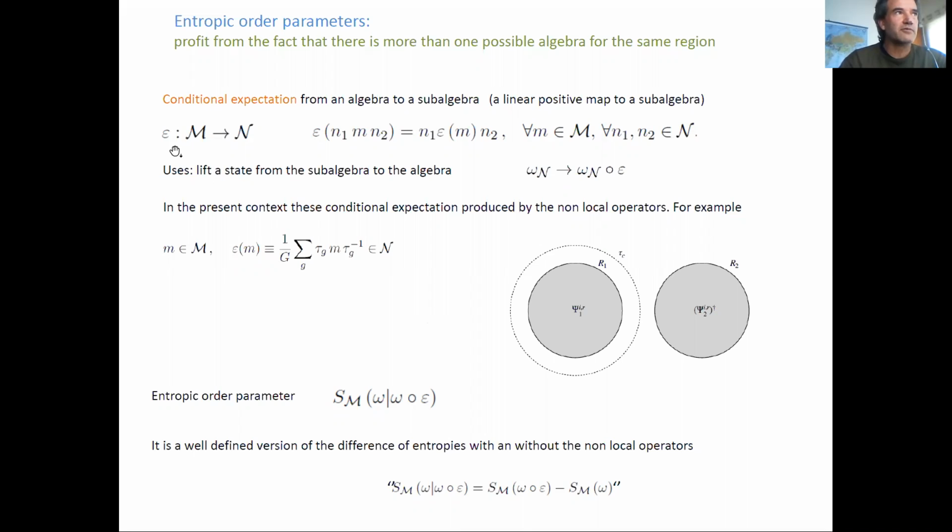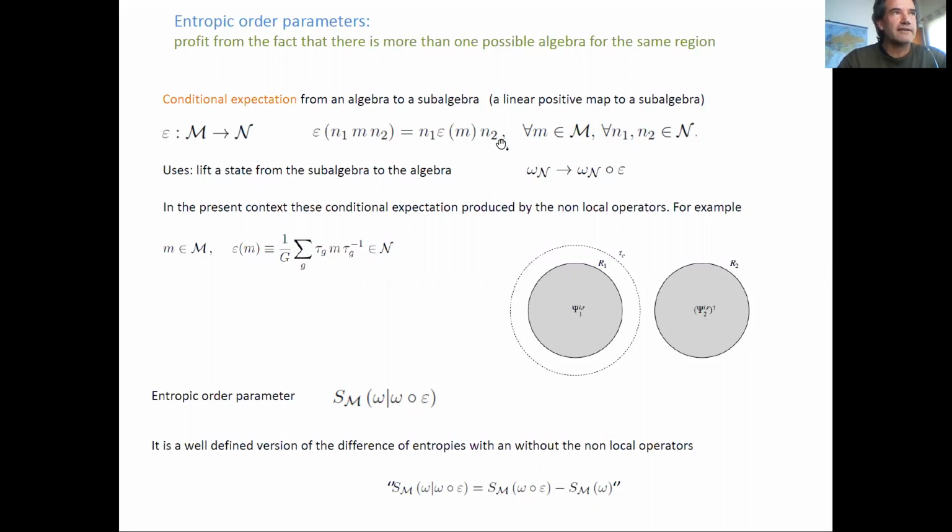And for that, we have to use this idea of conditional expectation. For the conditional expectation, we have two algebras, one algebra M and one subalgebra N. So N is smaller than M. And the conditional expectation just maps the big algebra to the small one. It's a positive map. It respects positivity of operators, it's linear, and it also has the property that it leaves all the elements of the small algebra invariant. So if you have a conditional expectation of some product like this, where N1 and N2 belong to the small algebra, they can be put outside.